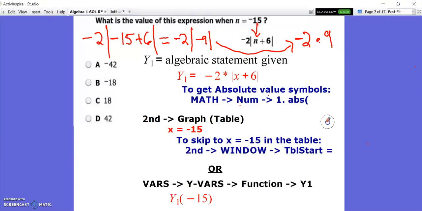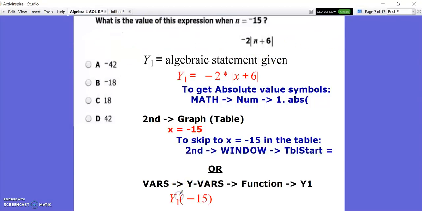And negative 2 times 9 will give us negative 18. And that would be answer choice B. So it would look like that. Okay. So when we do it in the calculator, we should get negative 18. So let's go ahead and try this in the calculator.